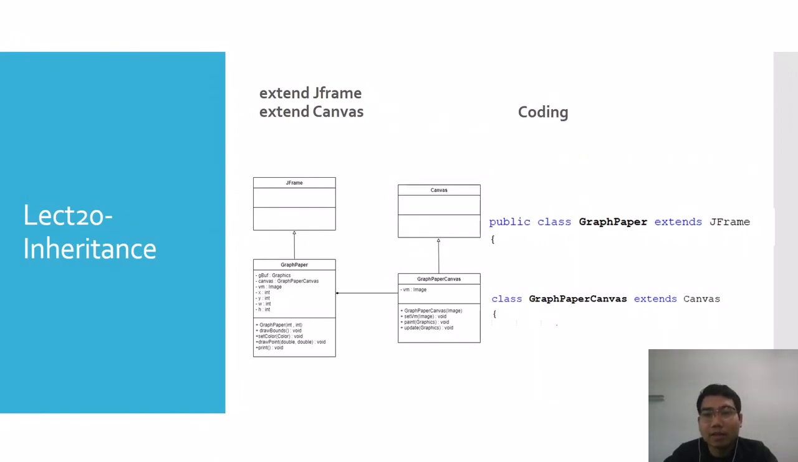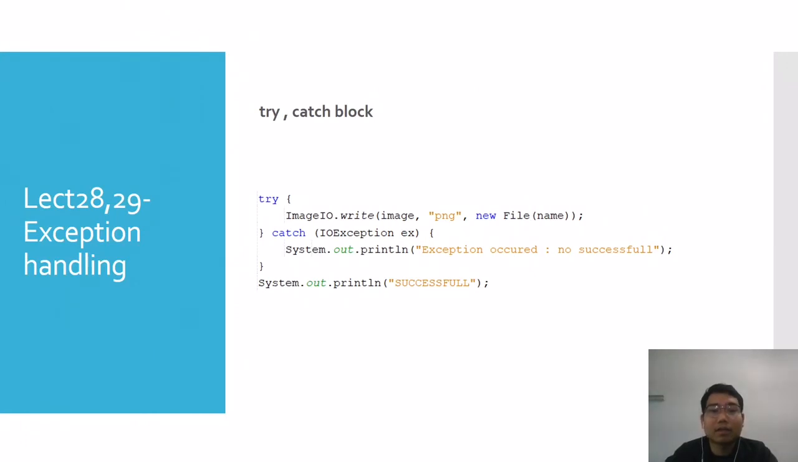Next we have lectures 28 and 29, which is exception handling. We have the try and catch block used in this code. We use the try and catch block to handle an exception if one occurs. The system cannot output the image, and as you can see, the system will print "exception occurred, not successful." So we have used exception handling in our program. This is one of the chapters that have been taught in our course.